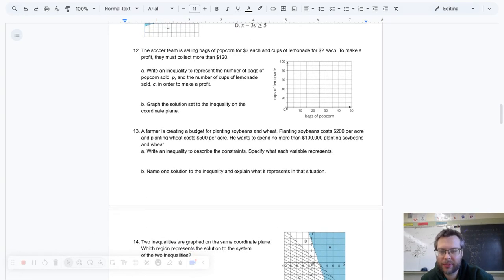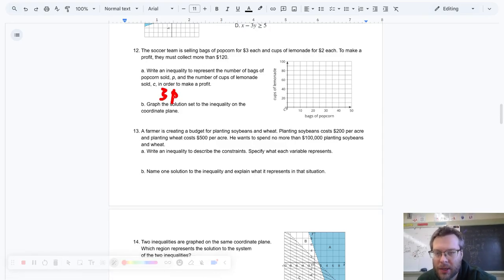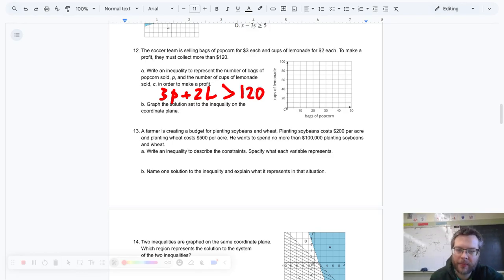All right, the soccer team is selling bags of popcorn for $3 each and lemonade for $2 each. That sounds like $3 popcorn and $2 lemonade, and they must collect more than $120. I just wrote an inequality: 3p + 2l > 120. When I look at my graph, I can see lemonade is on the y-axis, popcorn is on the x-axis. I could, if I wanted to, switch this to mx + b form. I'm going to show you a different way.